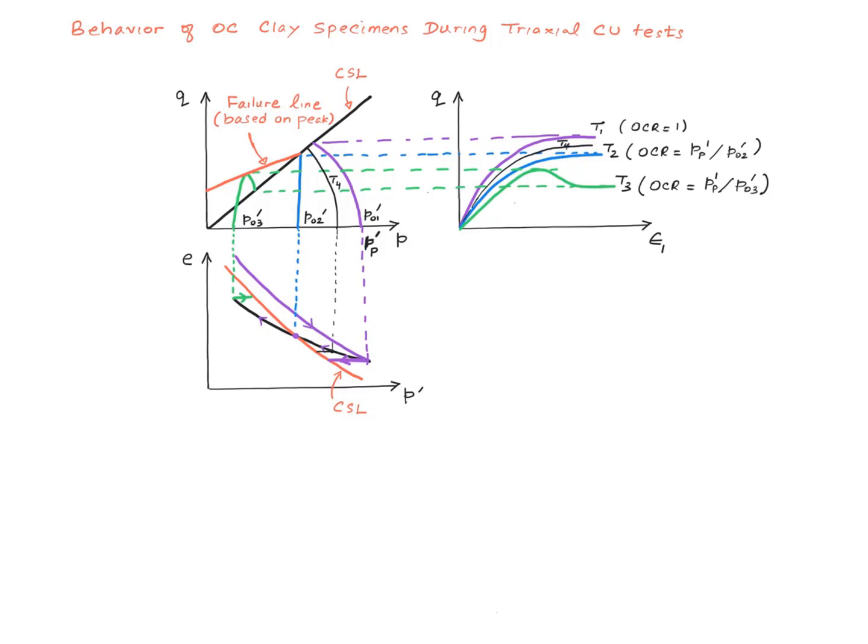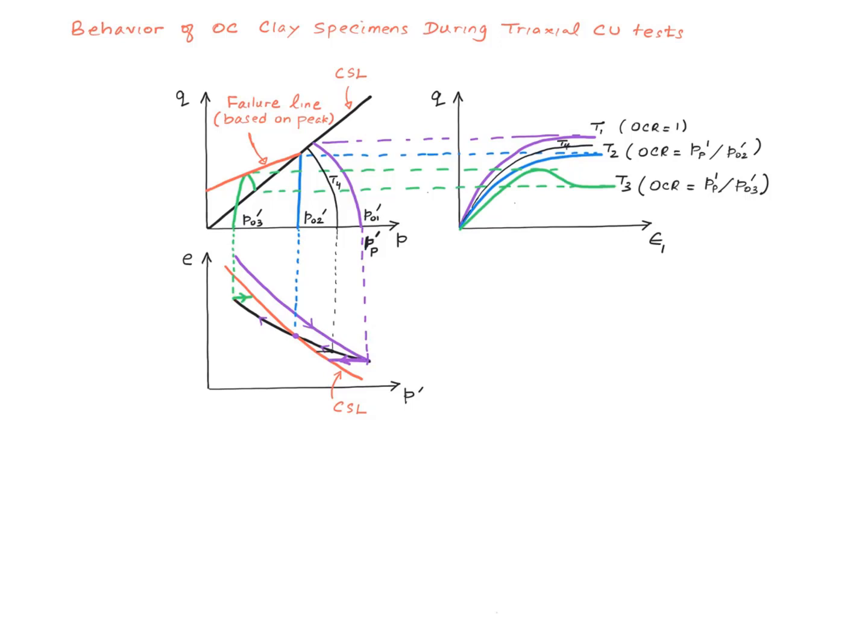The pattern changes as soon as the initial point moves to the left side of the critical state line. So that's what happened to test number 3. In test number 3, I consolidated it up to pp prime, and then I allowed it to unload up to this point and then sheared it from that point under undrained condition. Now in the e-p prime space, the path moves to the right this time because the critical state line happens to be to the right of this point, right?